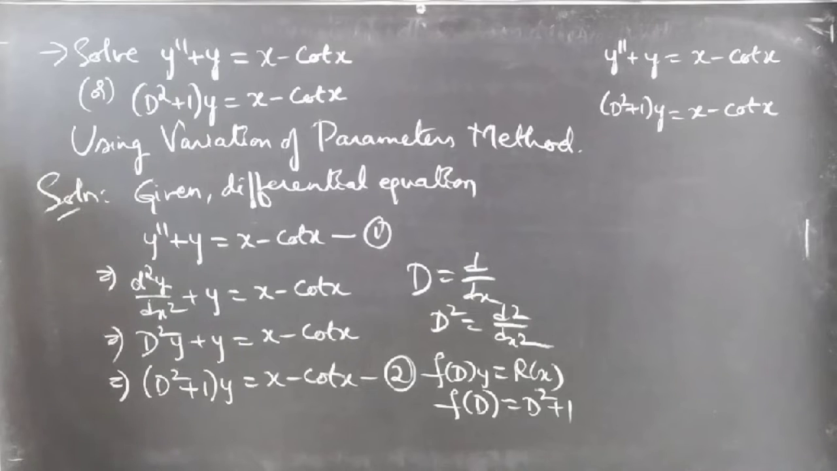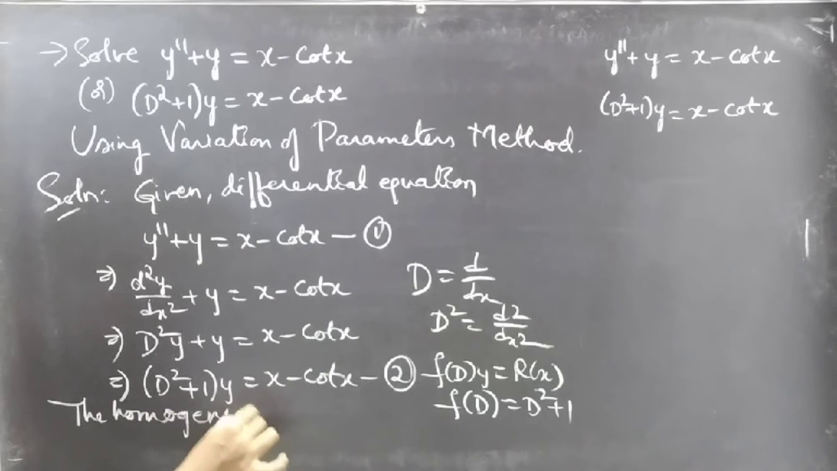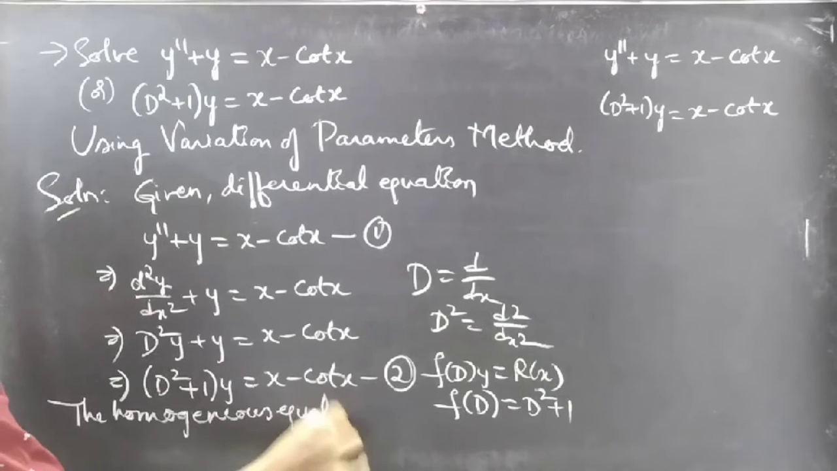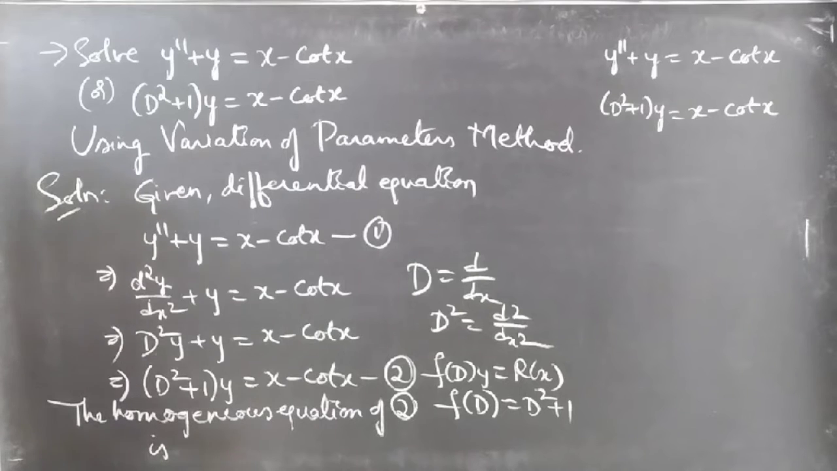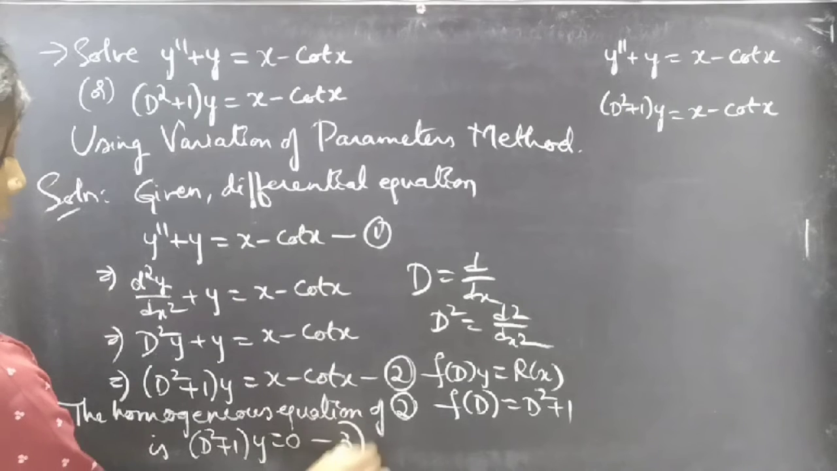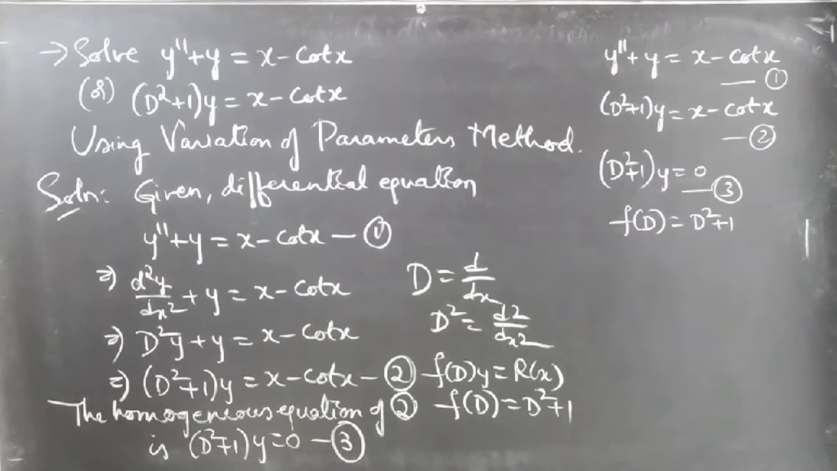Let's now write the homogeneous equation of equation 2. The homogeneous equation of 2 is (D square plus 1) into y equal to 0. Consider it as equation number 3. Now we'll find the solution to the homogeneous equation using the auxiliary equation, and later using the solution of the homogeneous equation we'll find the general solution of the given differential equation.